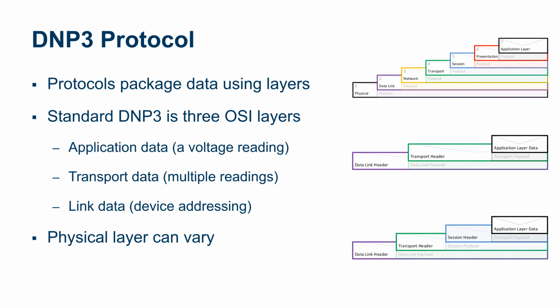So for an example of application data, at the application layer, you have a voltage reading. So I tell you what's the voltage at that outlet, and it would read a voltage reading, right? And then at the transport data layer, the next layer there, you might have multiple readings all packaged together. So multiple voltage readings, maybe some current readings, right? And then the link layer is for packaging information about who's talking to who here. The physical layer can vary. This is where the serial versus Ethernet comes in. So once again, the typical use of DNP3 is just 3 layers. You can add that secure authentication layer and get 4 with session data as well.